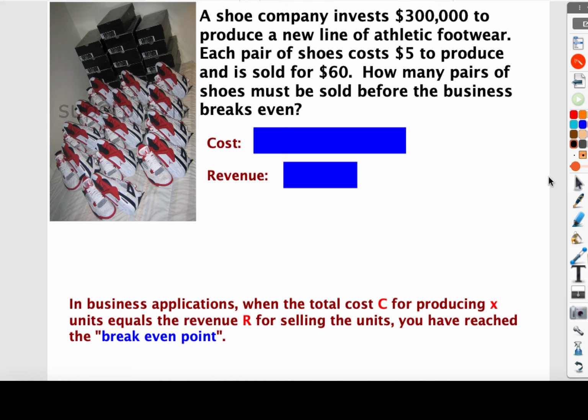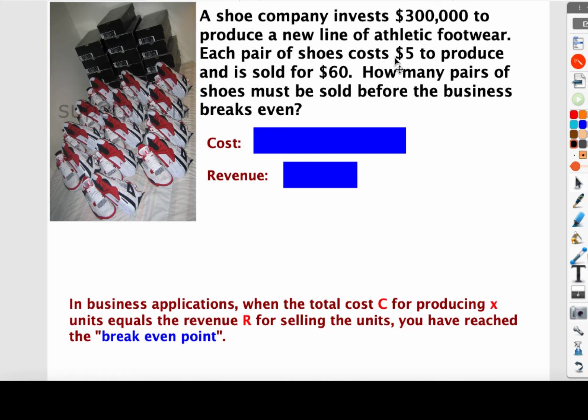So looking at this example up top, there's a shoe company that invests $300,000 producing a line of shoes or footwear. They're also spending $5 per pair. So again, $300,000 is just sort of their flat cost, but they're also spending $5 per pair of shoes for the materials to make the shoes. But now we're going to sell those shoes for $60 a pair. How many pairs must we sell in order to break even?